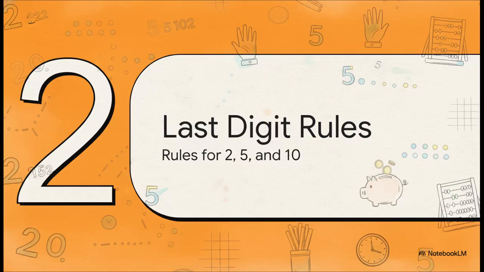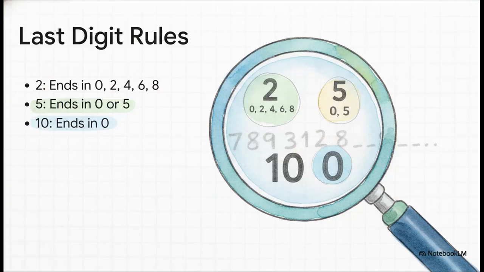Moving right along to Section 2, the last digit rules. These are our cheat codes for 2, 5, and 10. You know what's so great about the rules for 2, 5, and 10? They are ridiculously simple. You can just ignore almost the entire math problem and strictly look at the final digit, the ones place. For the rule of 2, the number just needs to be even, meaning it ends in 0, 2, 4, 6, or 8. For the rule of 5, the number has to end in either a 0 or a 5. And for the rule of 10, it is the absolute easiest. The number literally just has to end in a 0.